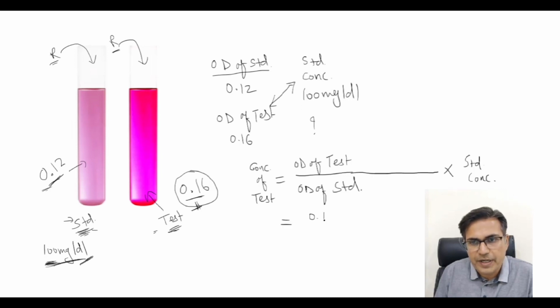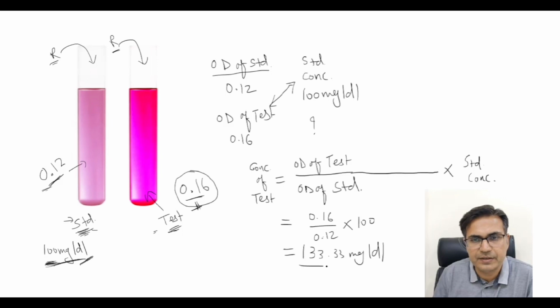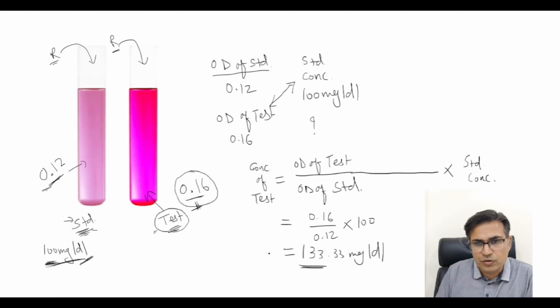Okay, 0.16 divided by 0.12 into 100. So here the answer will be 133.33 milligram per deciliter. Okay. So the concentration of this test solution is 133 milligram per deciliter.